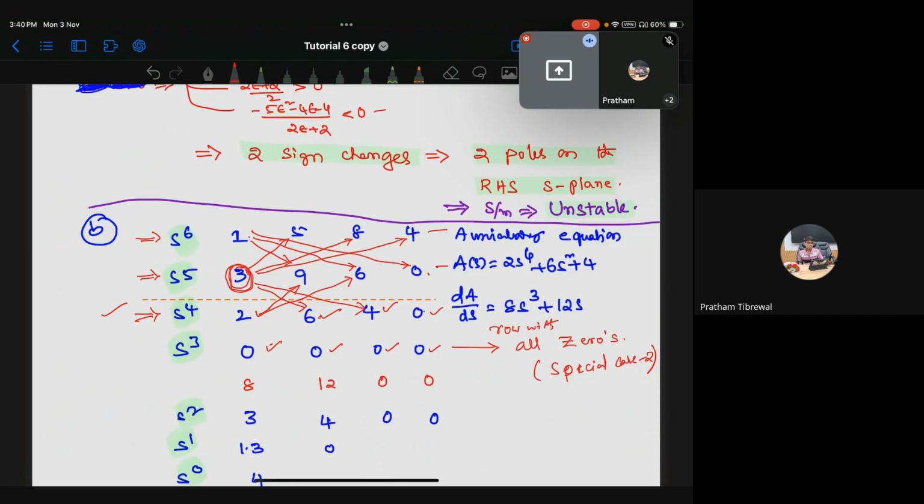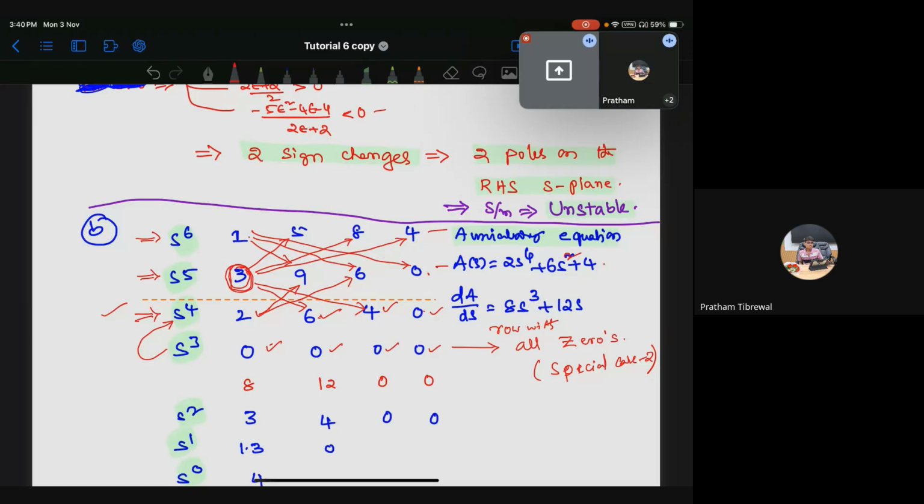Is this clear? Any query? Because we got a row with all zeros, we are going for the auxiliary equation. What do we do with the auxiliary equation? We take s to the power 4 means 2 s to the power 4 plus 6 s square, multiplied with s square.